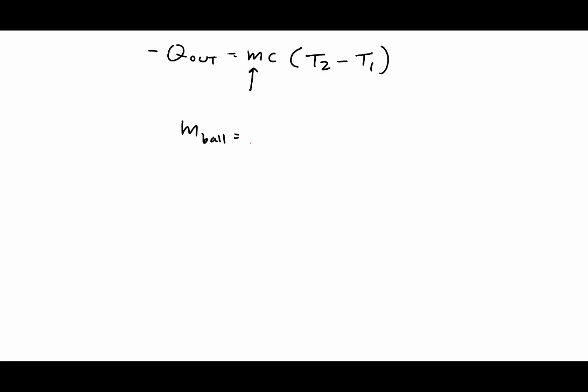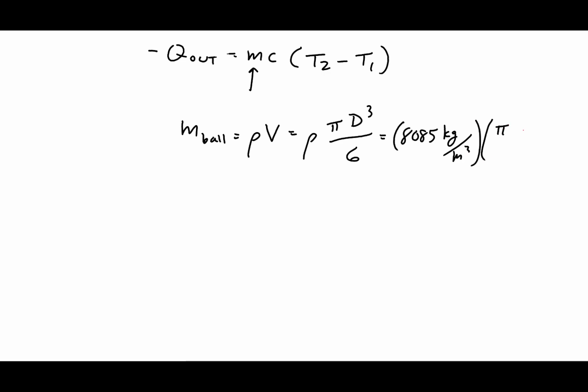So let's just go to the next page. And I'm going to rewrite this equation that we're solving here. And we're looking for the mass, so we can solve for Q out. So the mass of the ball is equal to rho v, so that's the density multiplied by the volume. So this is rho, and then the volume is pi d cubed over 6. So this is equal to, the density was given as 8085 kilograms per meter cubed, and then the volume is pi, the diameter of the ball was 0.12 meters, and then this is cubed divided by 6. So this is equal to 0.007315 kilogram. Now we have everything we need to solve for Q out.